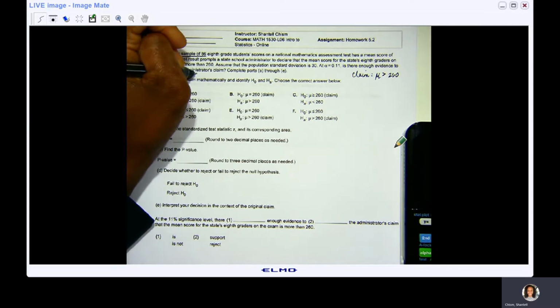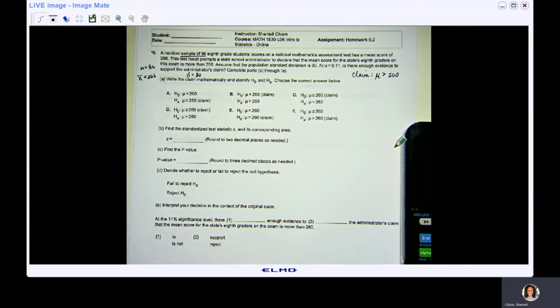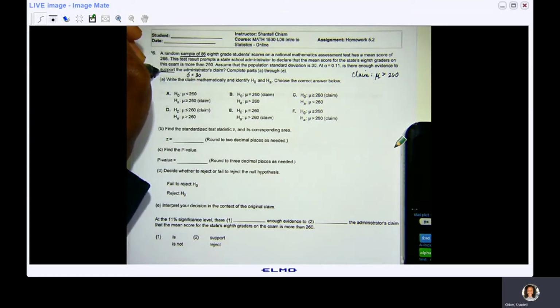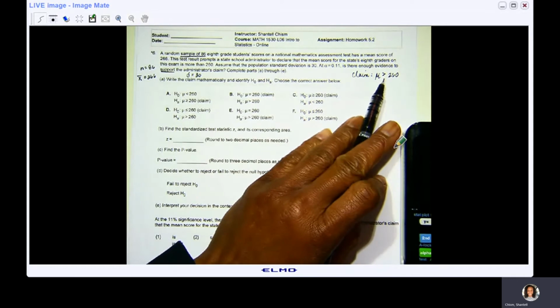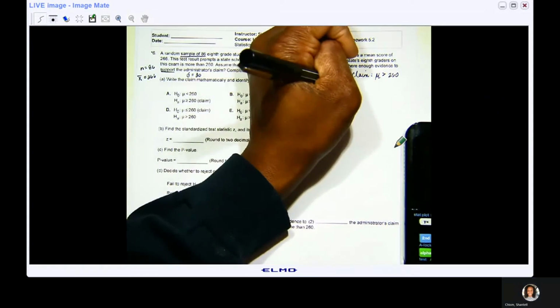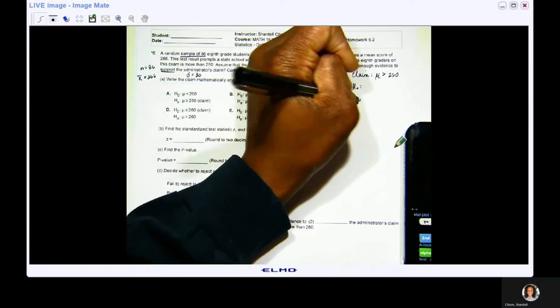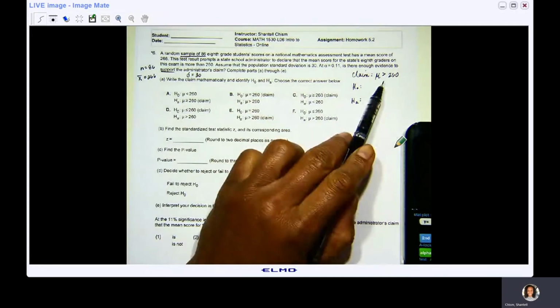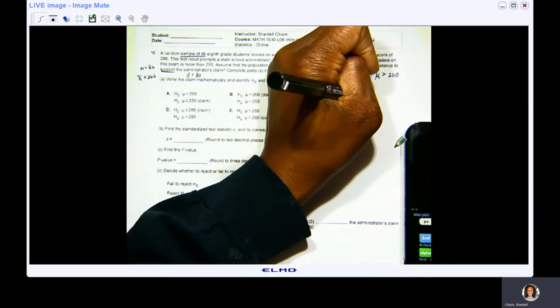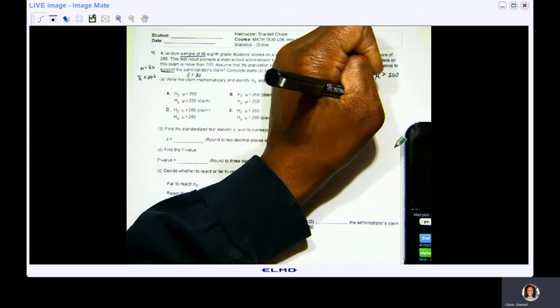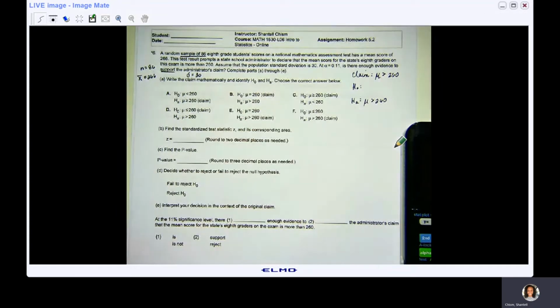Okay, it says assume the population standard deviation is 30. So assume sigma is 30. And it says at alpha equals 0.11, so at an 11% confidence level, is there enough evidence to support the administrator's claim? Notice that they use the word support. They use the word support because HA will be the claim. HA is the claim because our claim does not contain equality. So mean mu is greater than 260 is HA.